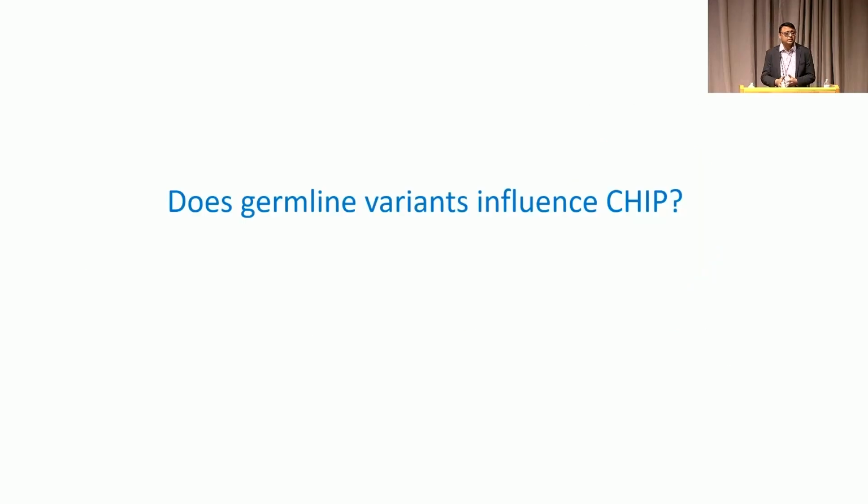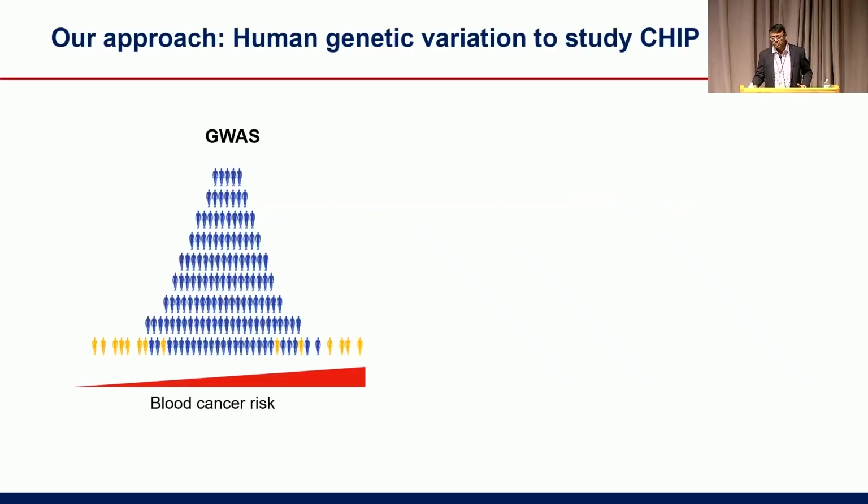Our lab is trying to understand whether there is any germline component to this. Do germline genetic variants also influence clonal hematopoiesis? And how can we identify these germline variants? So our approach is to identify these germline variants by using human genetic studies called genome-wide association studies, or GWAS studies.